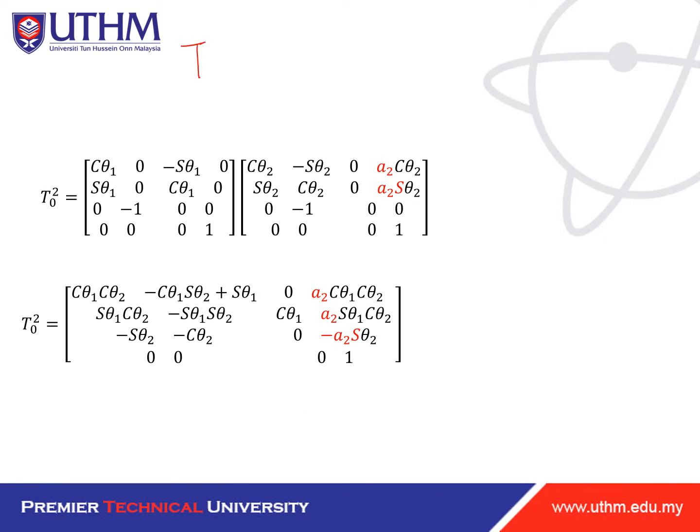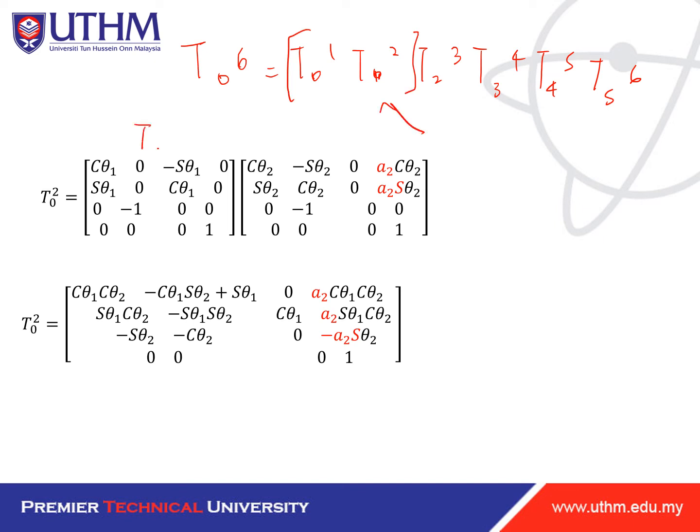So now we want to find the T06, so we need to multiply T01, T12, T23, T34, T45, T56. So here we want to do this part. So this is T01, T12. You can see when we multiply T01 with T12, we will get a transformation from 0 to 2. But in the end we want from 0 to 6.